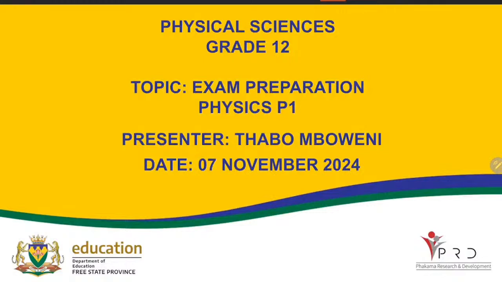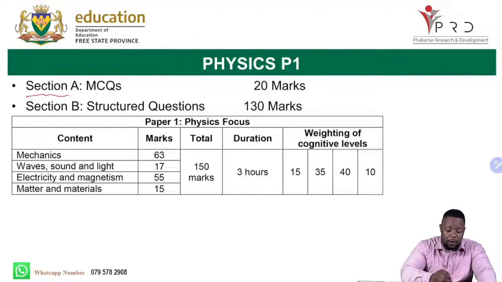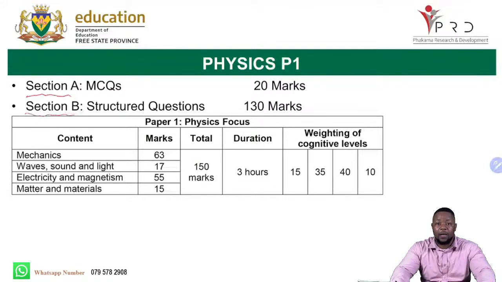Today's lesson is on the exam preparation for paper 1 that you are about to write tomorrow. Let's get started. Your examination will be divided into two sections, section A and section B. Section A will be the multiple choice questions, which will cover the entire syllabus with a total of 20 marks. Then we have section B, the long questions, which is going to cover 130 marks.